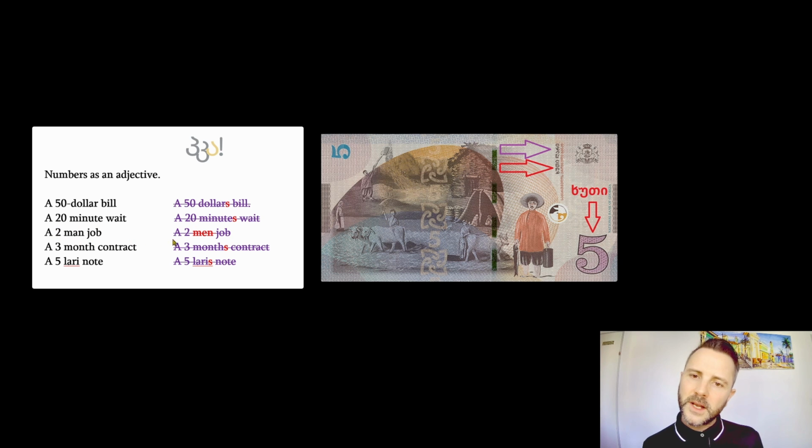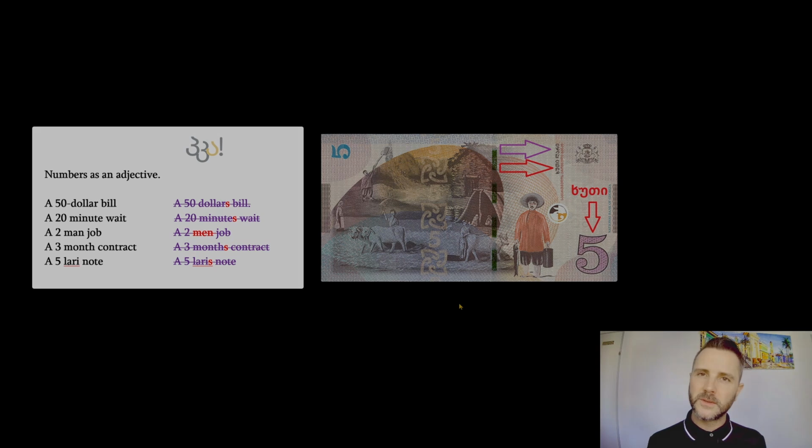The other 2 are just basic examples: a 3-month contract, not a 3 months contract, and a 5 lari note, not a 5 laris note, which is what I use to demonstrate my point.